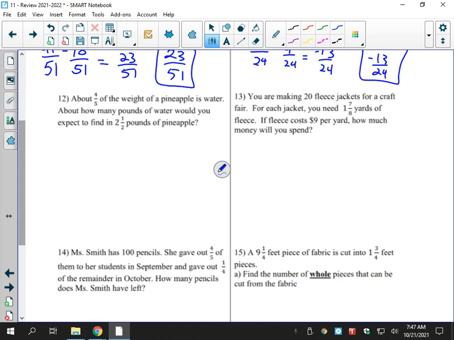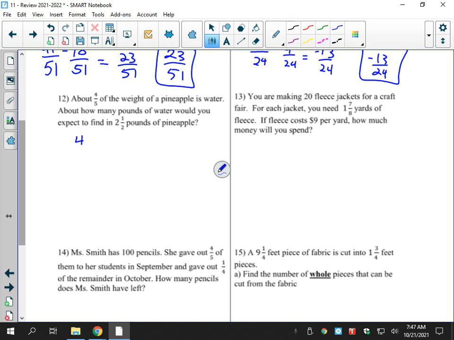12, just kind of a general word problem. 4/5 of the weight of a pineapple is water. About how many pounds of water would you expect to find in 2.5 pounds of pineapple? So 4/5 of a pineapple is water. This pineapple weighs 2.5 pounds.